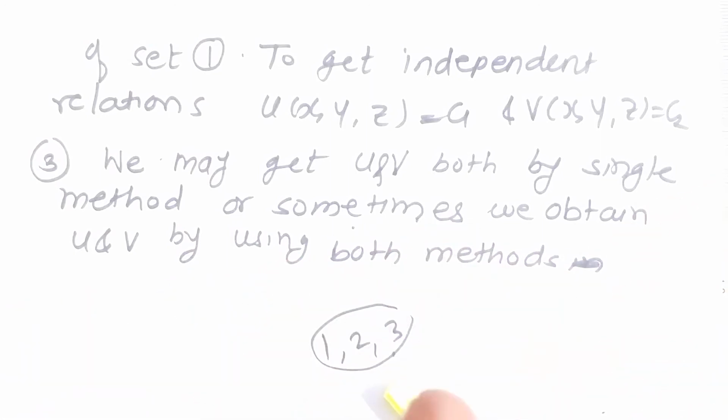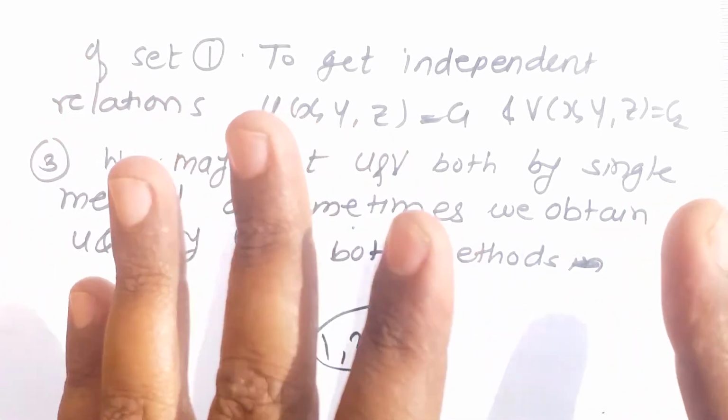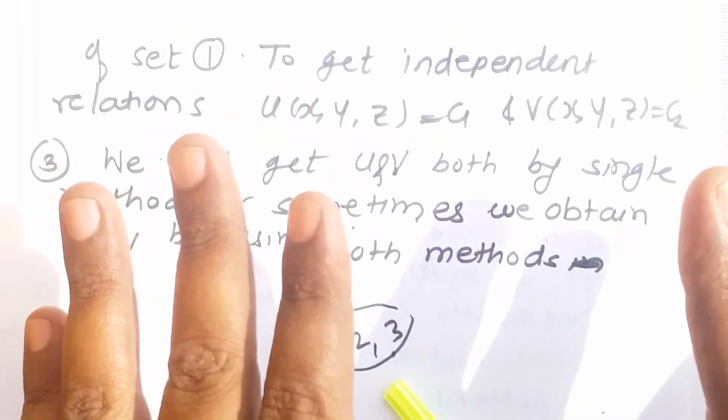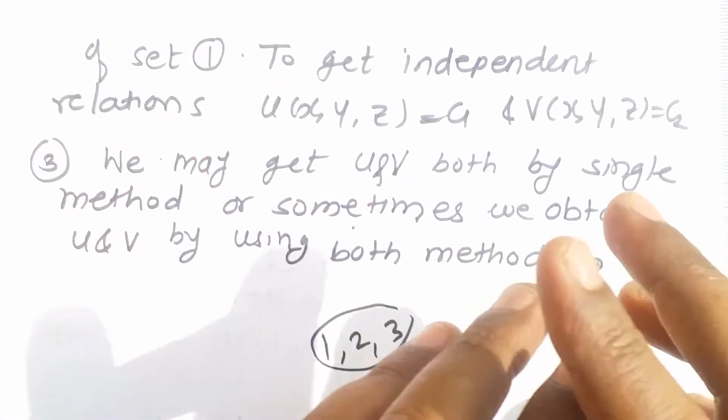Our task is to obtain two independent relations and two methods we are having. You need to decide which one is applicable. Accordingly, you obtain the solution. So I hope you understood this discussion.